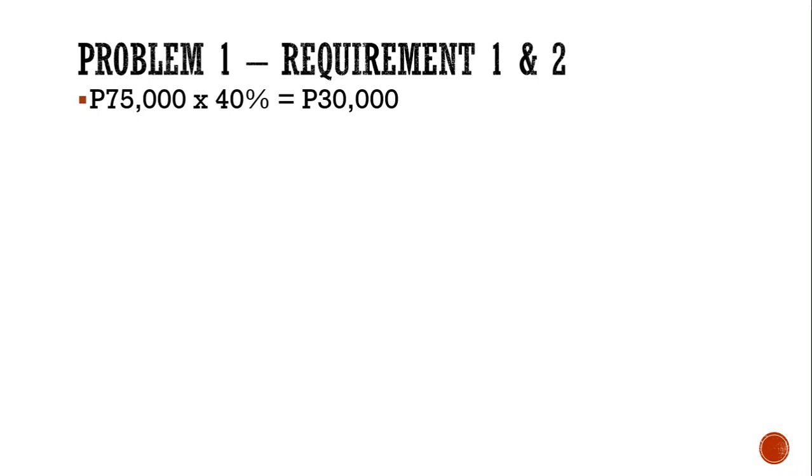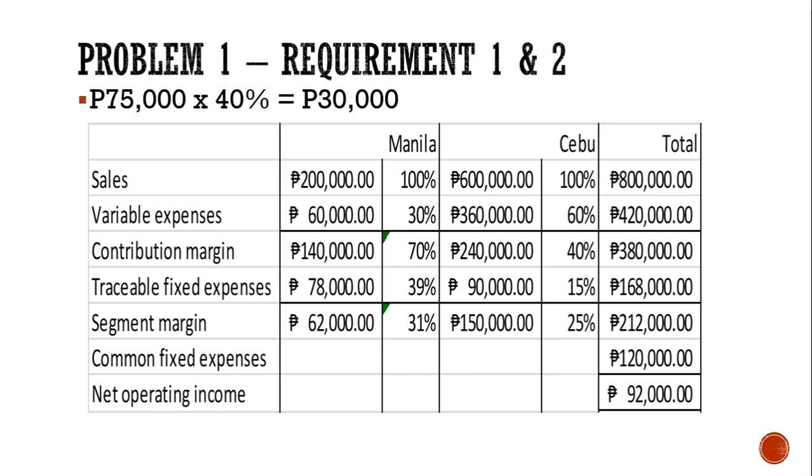Okay. For requirement 2, assume that sales in Manila increase by 50,000 next year and that sales in Cebu remain unchanged. Assume no change in fixed cost. So the first requirement for number 2 is preparing a segmented income statement for the company. So here it is. I'll give you some moment to check your output if you have and compare it with my solution here.